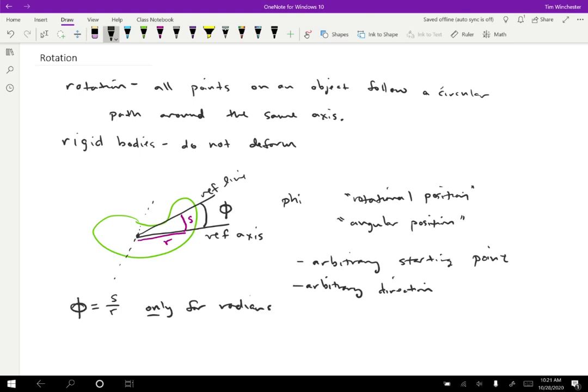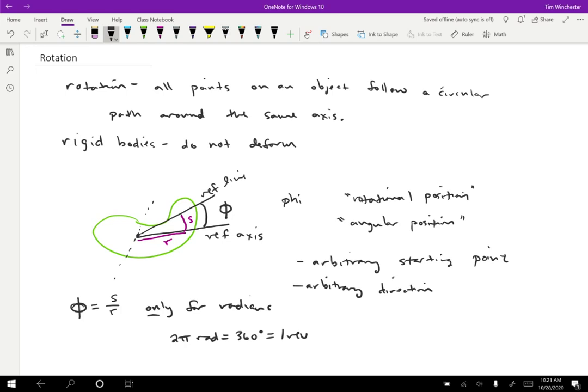And I'm assuming that you're familiar with radians, but just as a reminder, 2 pi radians is equal to 360 degrees, which is equal to one revolution. So a full turn of an object is one revolution. And for better or worse, in physics, we tend to use all three of these, and so you have to be pretty comfortable converting from one to another.